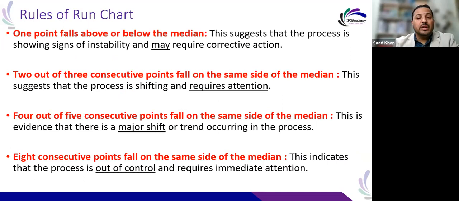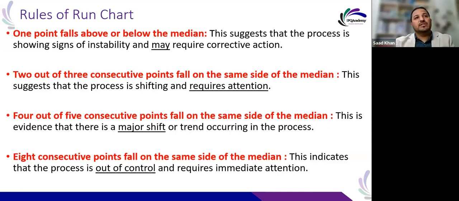So it's showing you that there is a major impact, either improving or not improving, and you need to decide whether you want to continue with it or not. 8 consecutive points fall on the same side of the median. This means the process is out of control. You need to set a new criteria for monitoring the process. Either it's improving or not improving.